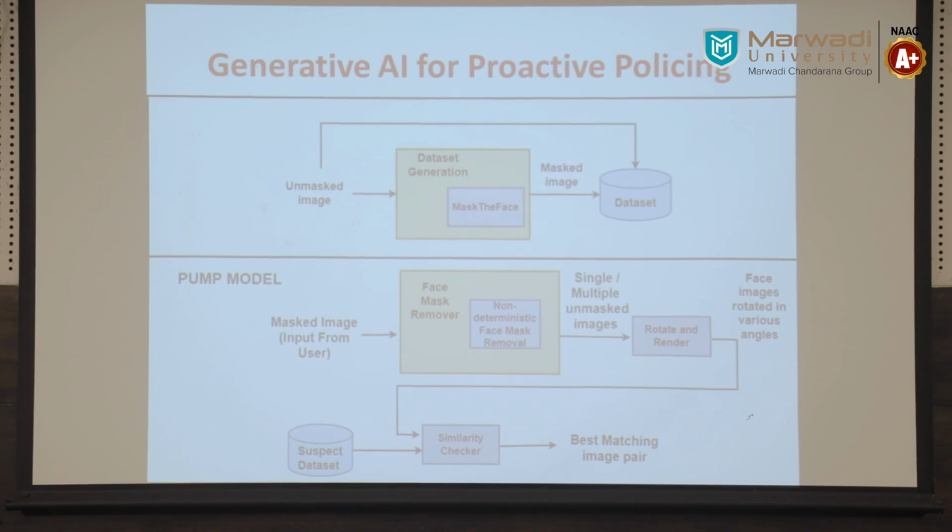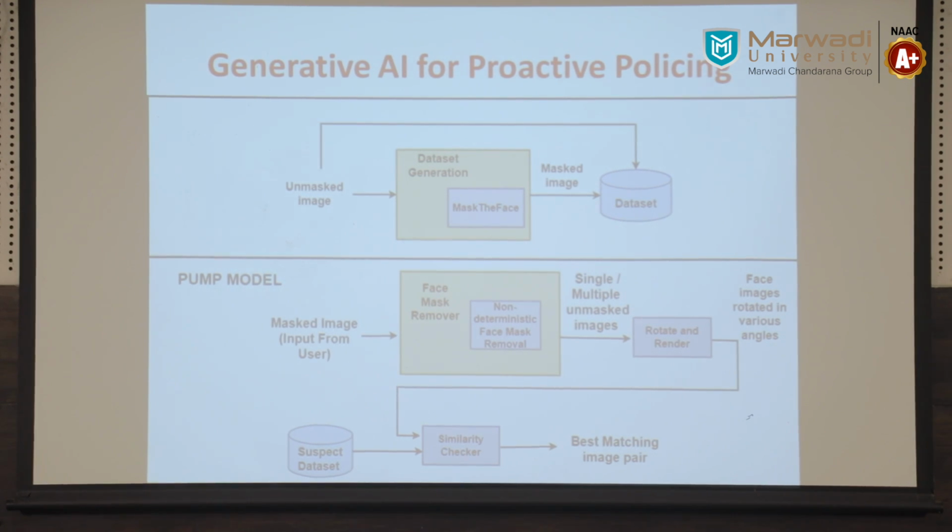So with those human face images, we applied masks and created masked images first, because there weren't any masked images available in the data set. With those masked images, we started training the system, and each masked image and its similar unmasked image were available. With the pair of these images, we started training the system.